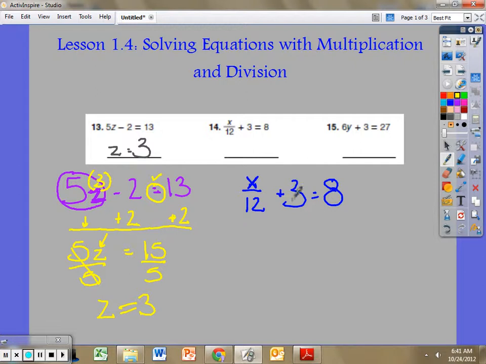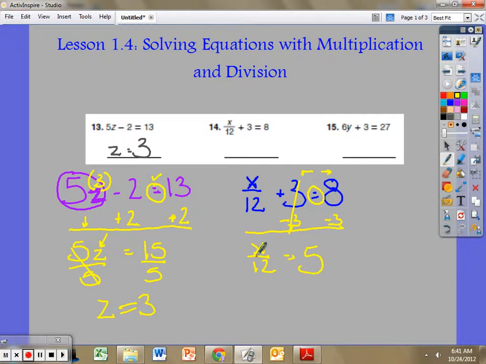Now it says to add 3. And remember, here's my equal sign. So whatever I do to one side, I must do to the other side. So I'll subtract 3 from both sides. I have not done anything with my x divided by 12. So these cancel out. Bring that equal sign down. 8 minus 3 is 5.